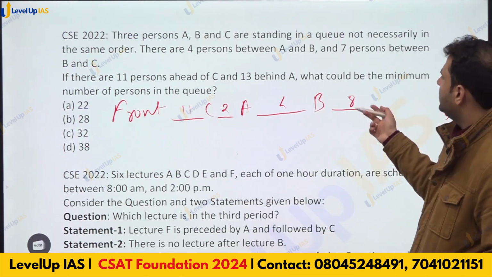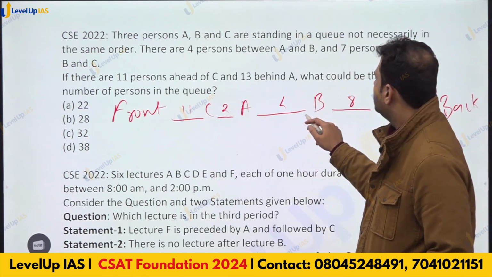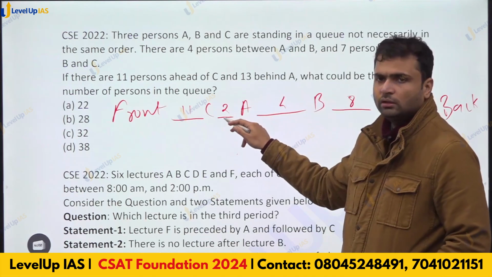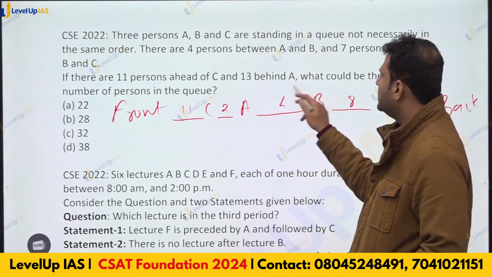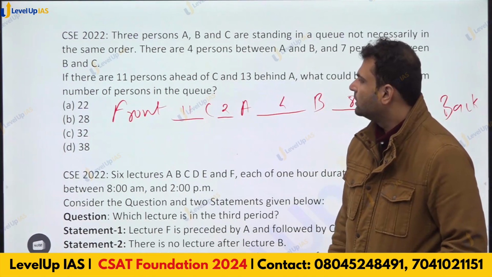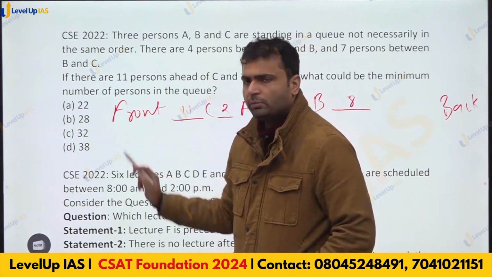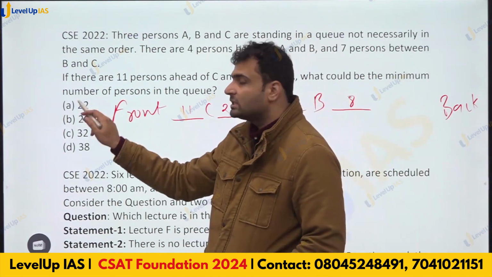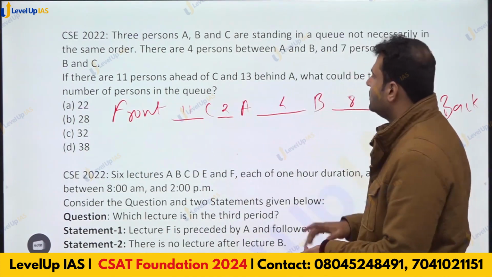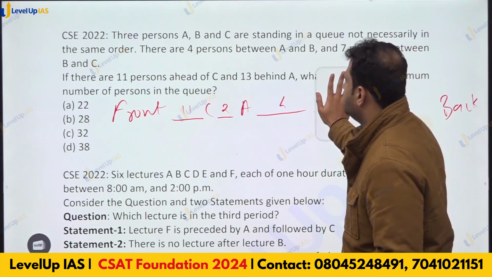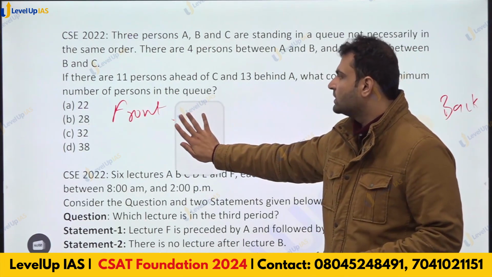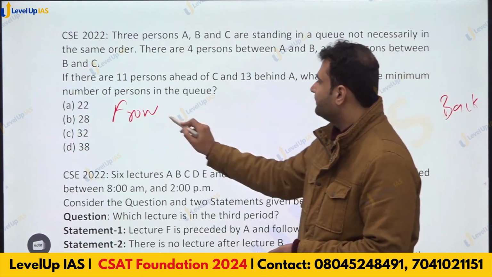Let us see how many people we have. 8, 4, 12, 14, 15, 16, 17 plus 11. 17 plus 11, 28 people is one option we have, but there is one option which is less than that. Let us see if that is possible to achieve. That was case number 1.